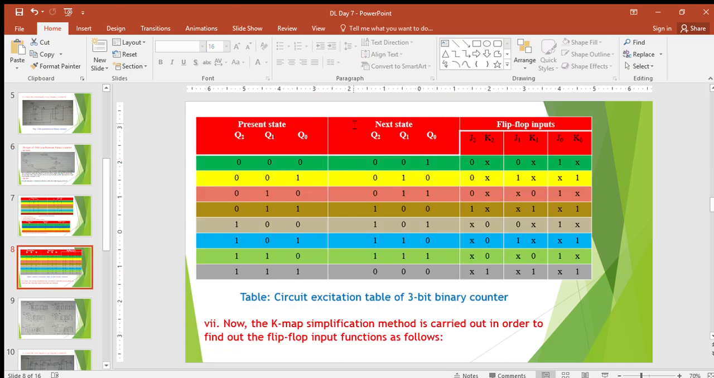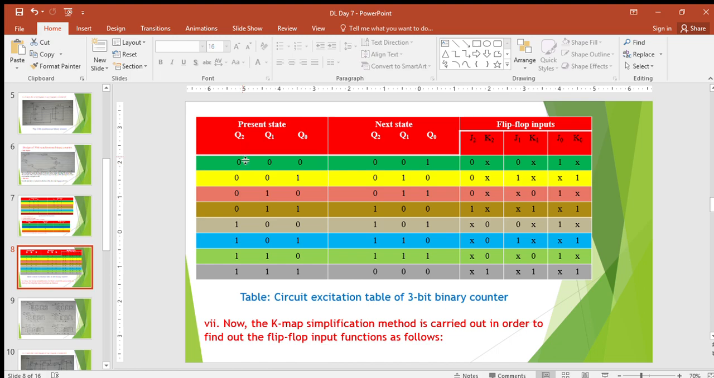So after the construction of the present state and next state, we are going to find out the values of the flip-flop inputs. Now let's find out the flip-flop inputs J2, K2, J1, K1, and J0, K0. Here J2, K2 are the flip-flop inputs for the present state Q2 and the next state Q2. Here J1, K1 are the flip-flop inputs for the present state Q1 and next state Q1, and J0, K0 are the flip-flop inputs for the present state Q0 and the next state Q0. Okay, now let's construct the circuit excitation table.